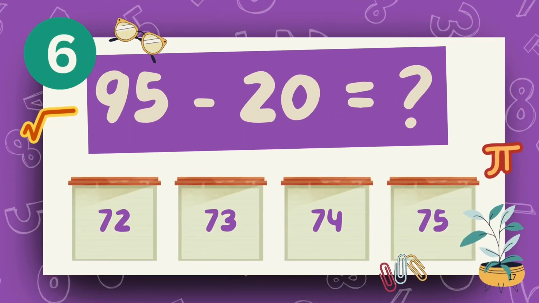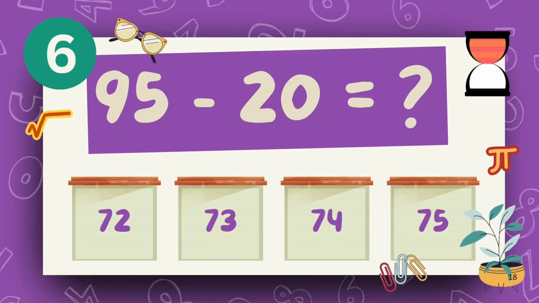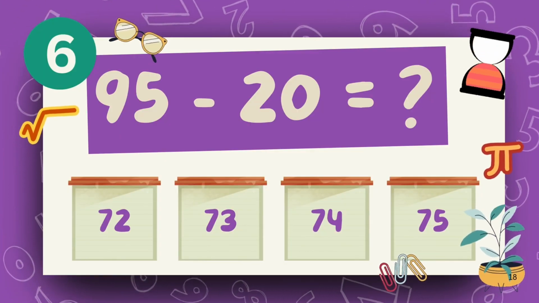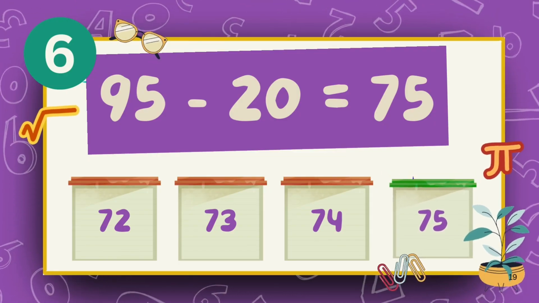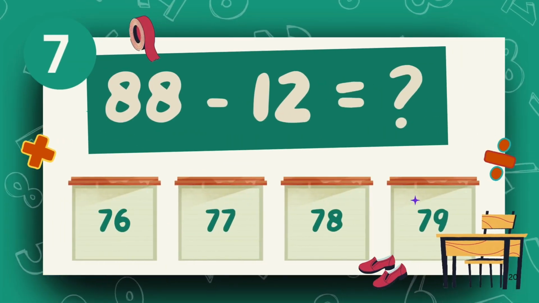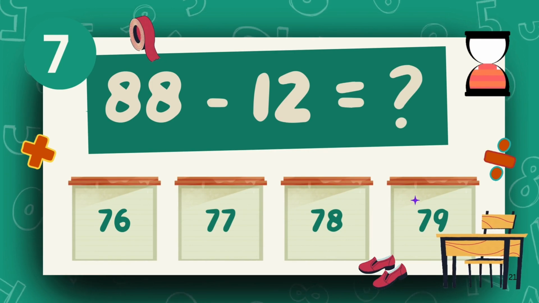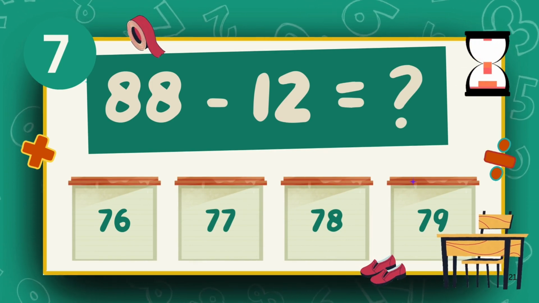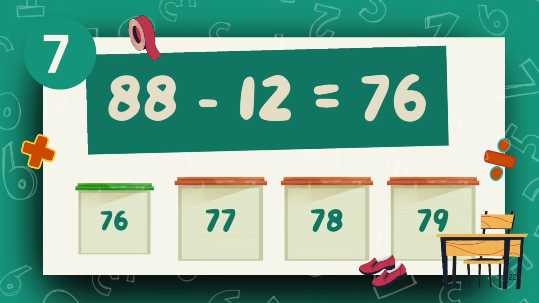What is 95 minus 20? The answer is 75. What is 88 minus 12? The answer is 76.